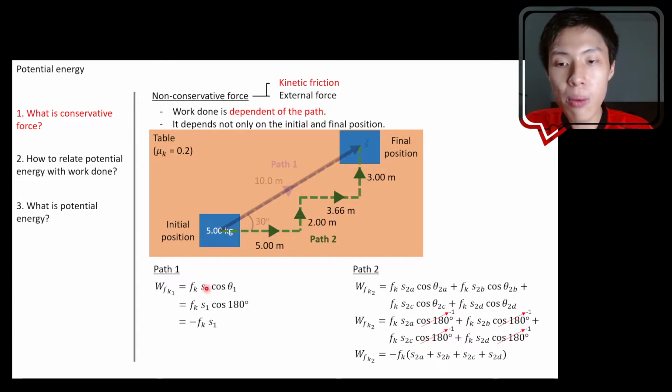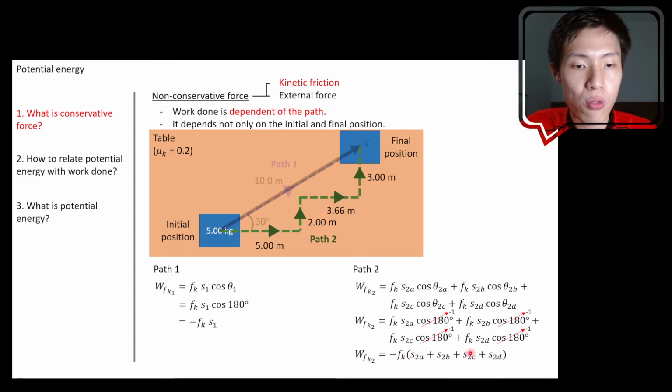Okay, so now I'm going to do a direct comparison between path 1 and path 2. You can see that both path 1 and path 2 share negative kinetic friction in front. But for path 1, the displacement is just S1. For path 2, the part behind is the summation of all sections of the journey. We know that path 1 is the shortest distance between the initial and final position, whereas path 2 will be quite a long distance because it's not the most direct path from initial to final. Therefore, we should expect this value, S2A plus S2B plus S2C plus S2D, to be larger than S1 over here.